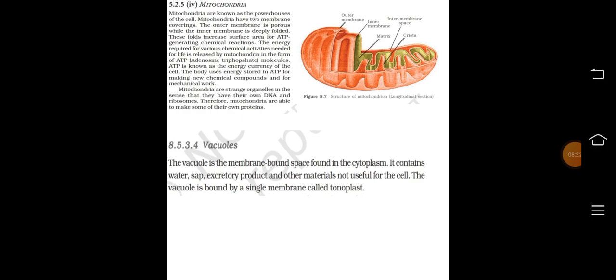Mitochondria. Mitochondria are known as the powerhouses of the cell. Mitochondria have two membrane coverings. The outer membrane is porous while the inner membrane is deeply folded. These folds increase surface area for ATP generating chemical reactions. The energy required for various chemical activities needed for life is released by mitochondria in the form of ATP molecules.